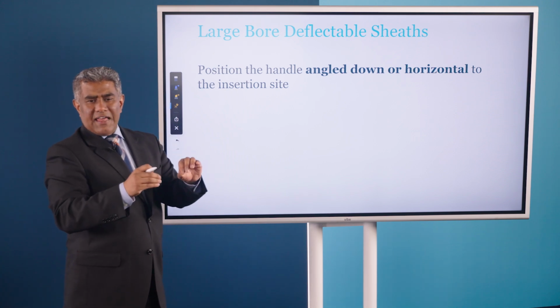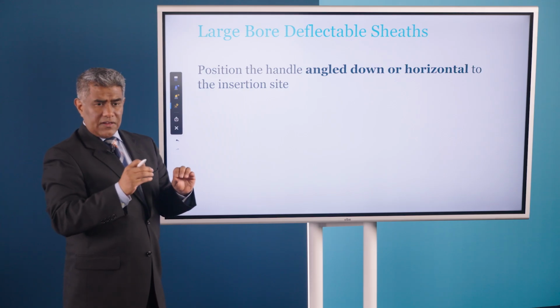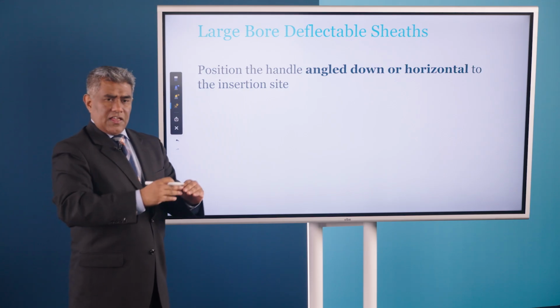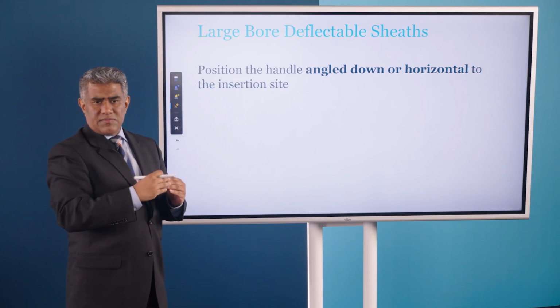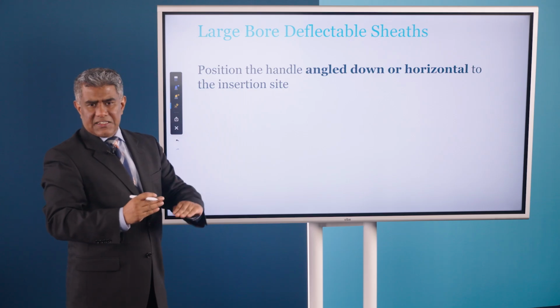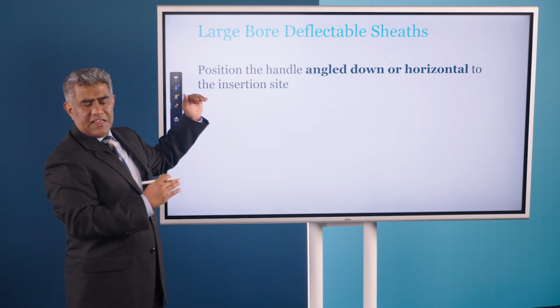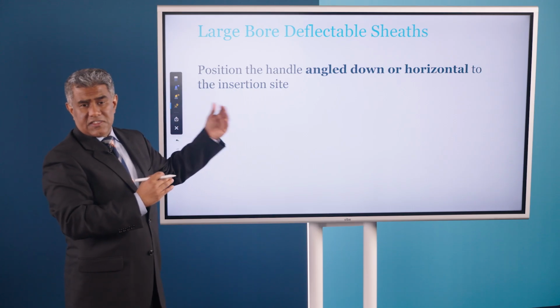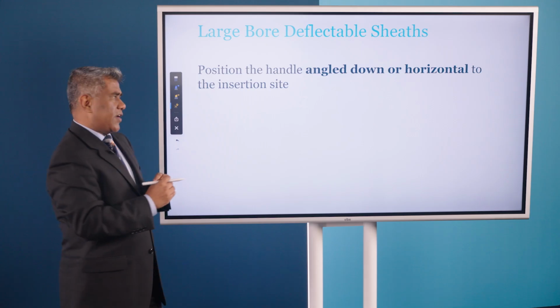Position the handle angled down or horizontal before you insert any catheter within the system. The higher you keep the end of the sheath, the more likely air will enter the system. So it's almost routine that we always keep it ideally angled down or at least horizontal to the patient's leg. Remember, the other end of the sheath is in the left atrium, so excessive manipulation by the groin should be avoided.